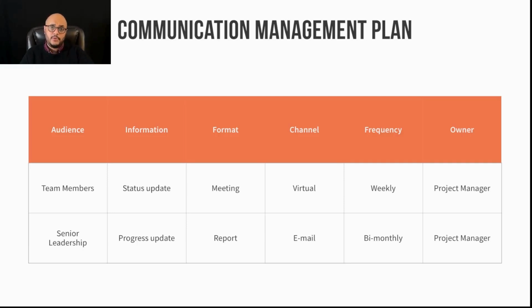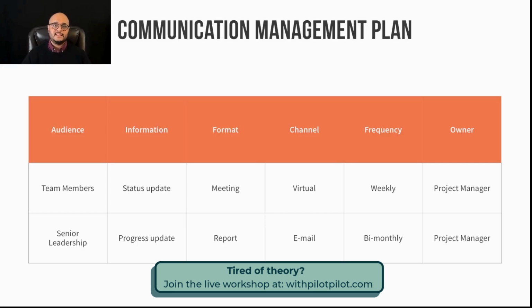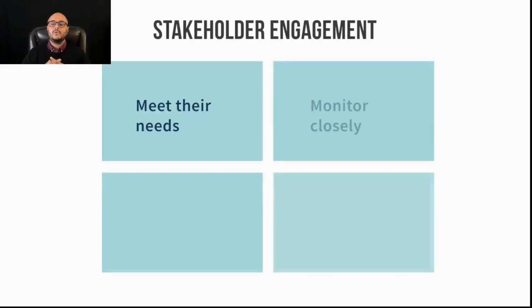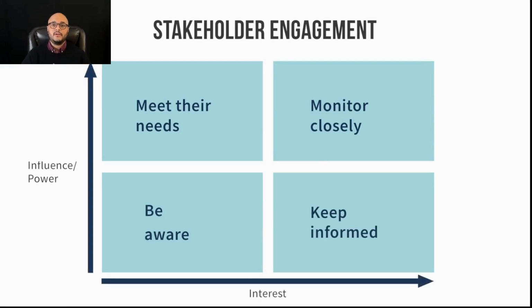Identifying your communication management plan from the beginning makes things very, very clear and gives people a good idea of what they can expect. So senior leadership can expect that bi-monthly, they're going to get a progress update in the form of an emailed report. Really, really useful. And the last thing I want to talk about here is stakeholder engagement, which is a key part of working with people and will really rely on your communication skills.